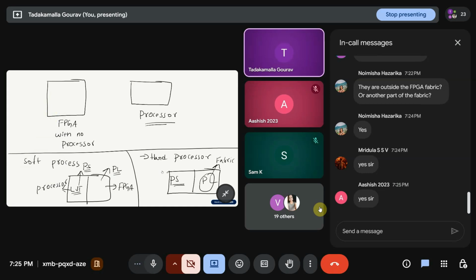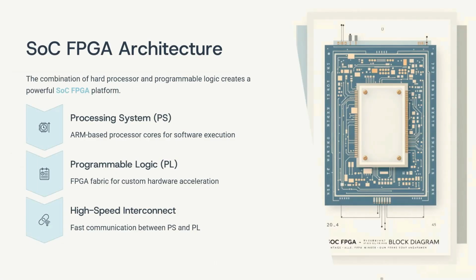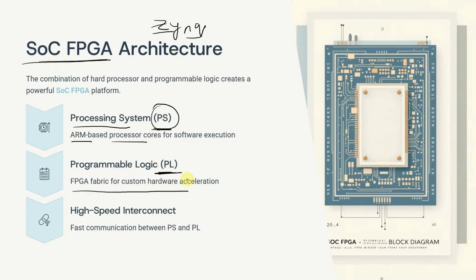Yes, exactly. Okay, then. So these are my categories. One is an FPGA with no processor at all, another is a soft processor, followed by a hard processor. Now, this is one example of SoC FPGA architecture where we are going to have a PS, which is my processing system, and programming logic, which is my PL. Generally, the SoC FPGA which we are going to consider is Zynq. This is what we are going to work with in our course. Zynq is going to have an ARM based processor in the PS section, and it is going to have a PL, that is, our FPGA fabric.